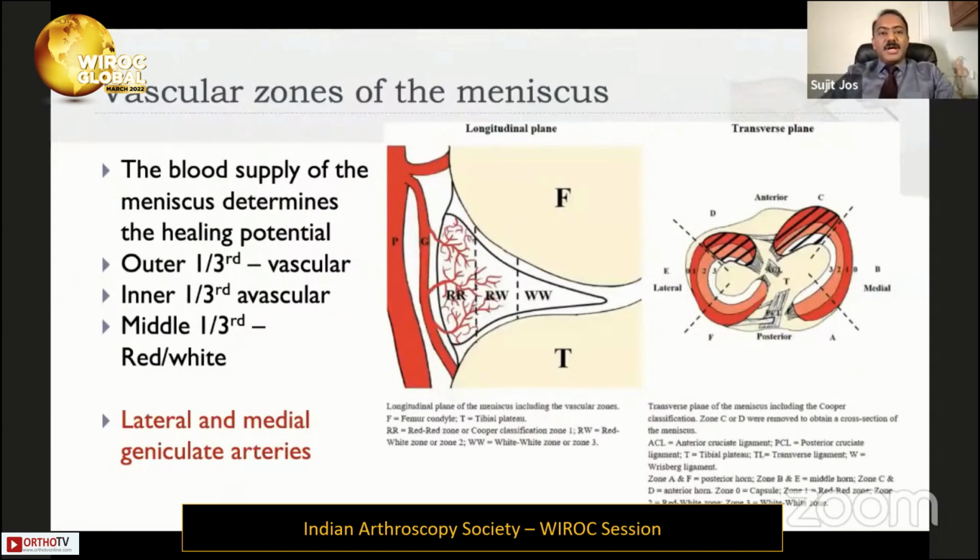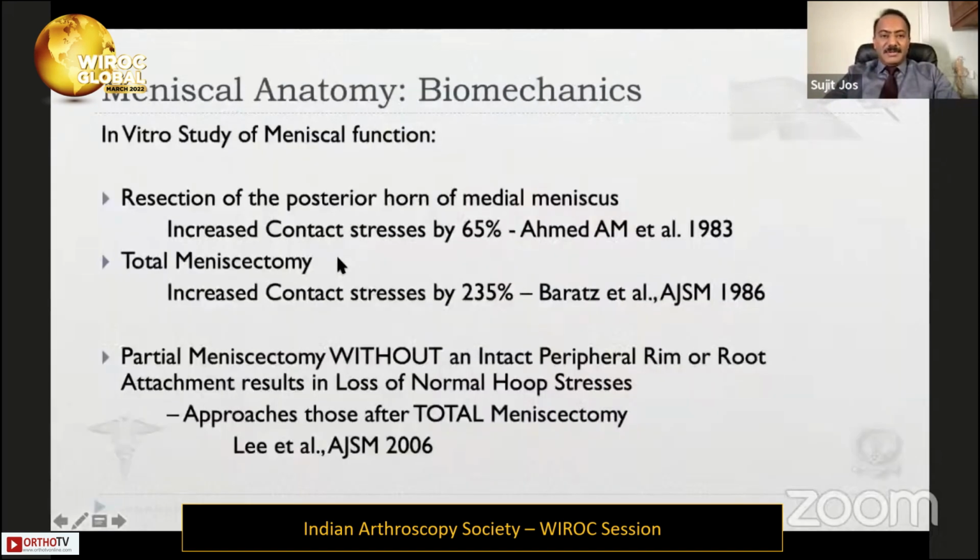Talking about repairs, you have to know the vascular zones, the blood supply of the meniscus. Outer third is vascular, inner third is avascular, and for the middle third you have to again decide on repairs depending on the period which has elapsed after the injury, the irregularity of the edges and the vascularity of the edges. The blood supply is from the geniculate arteries.